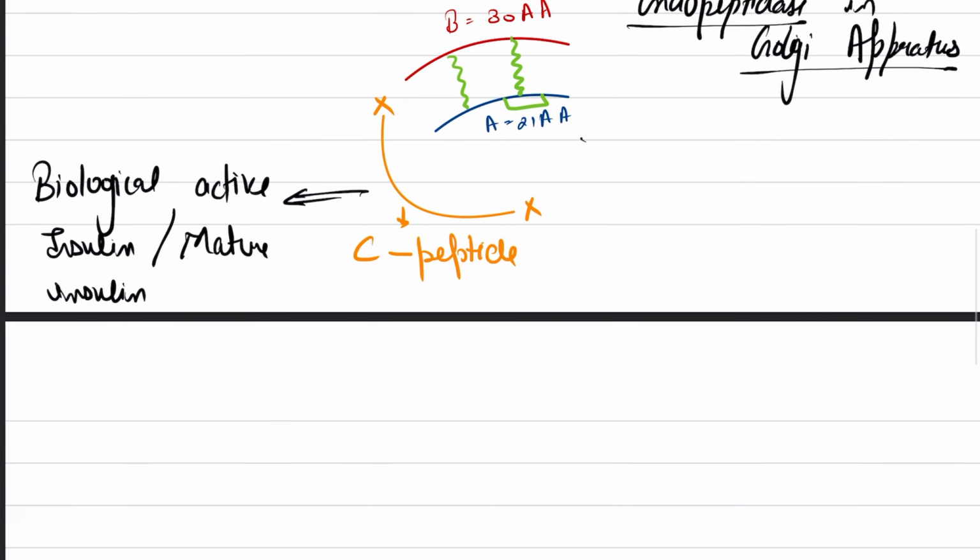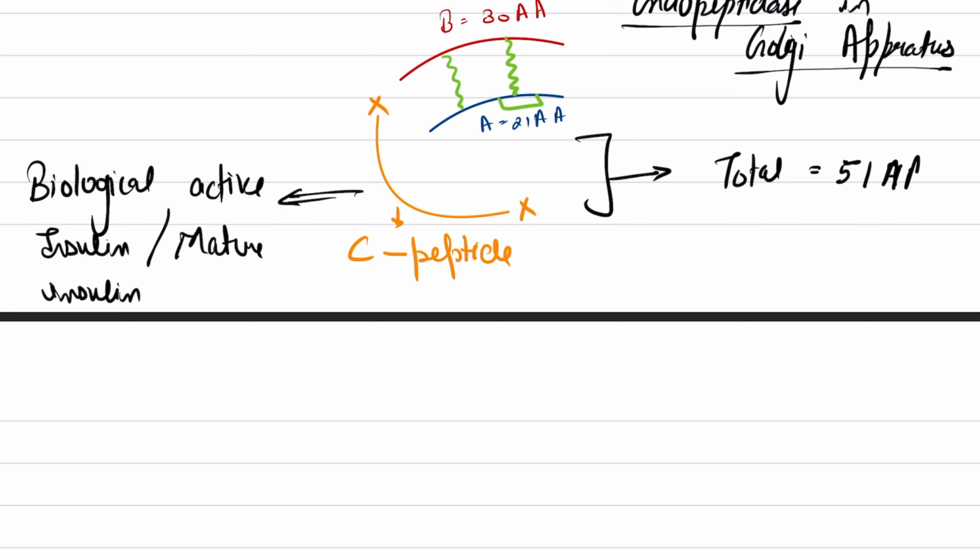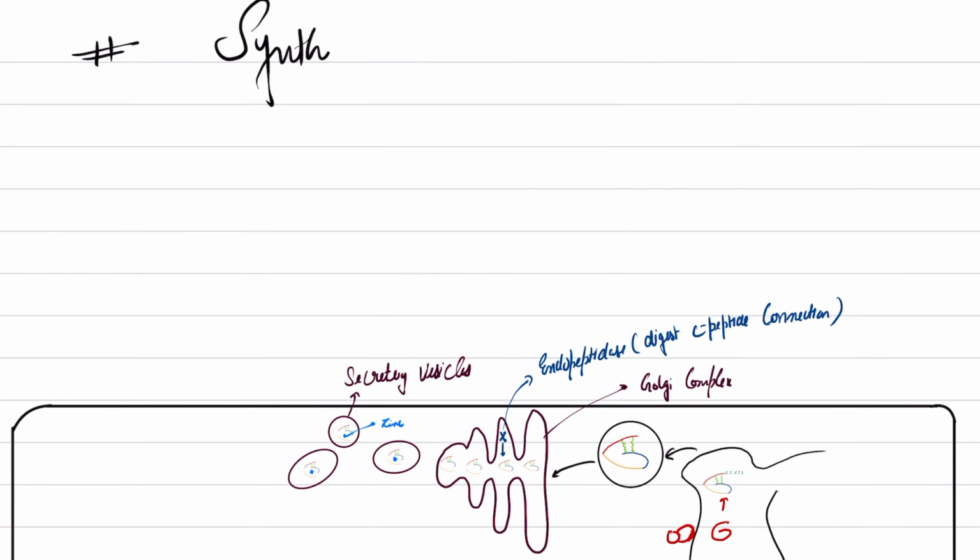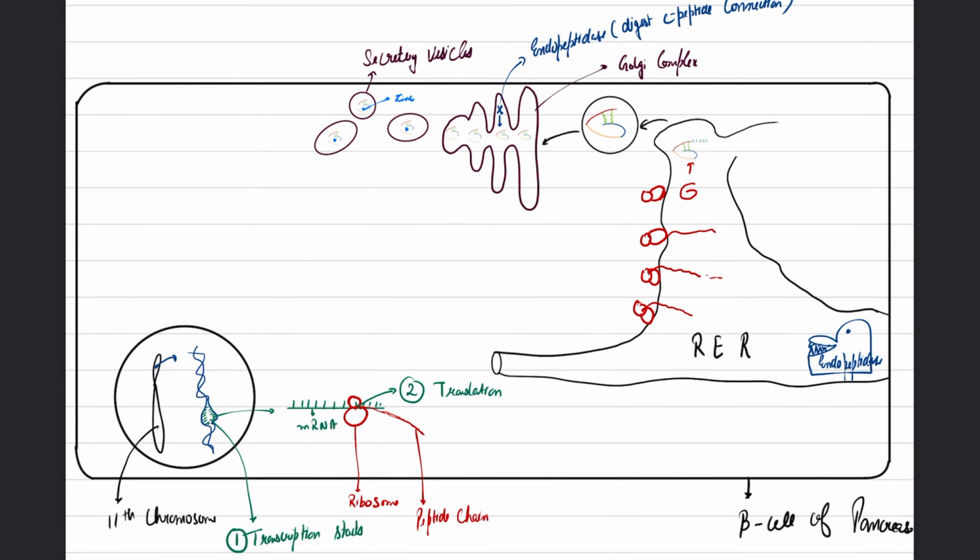Right, the B chain has 30 amino acids and the A chain has 21 amino acids. In total we have 51 amino acids in the structure of insulin. Now we will see the synthesis of insulin.